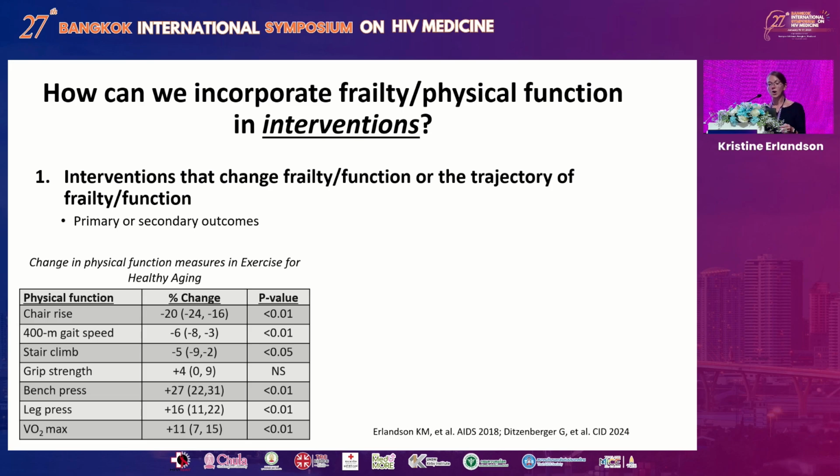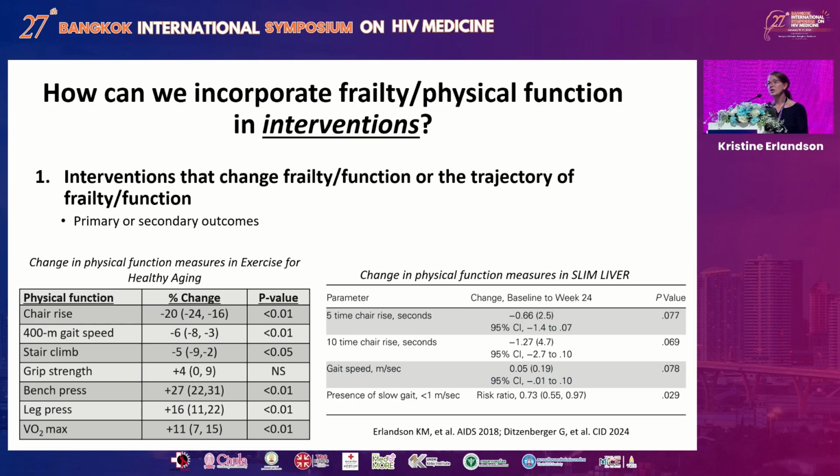Because we included this wide battery, we had bench press, leg press, and other more intensive resistance exercises where we saw marked improvements, 27% improvement in some of these markers. And so having that battery of different assessments can give us information on how our intervention's really impacting these functional measures. We've also included these as secondary outcomes in a study.